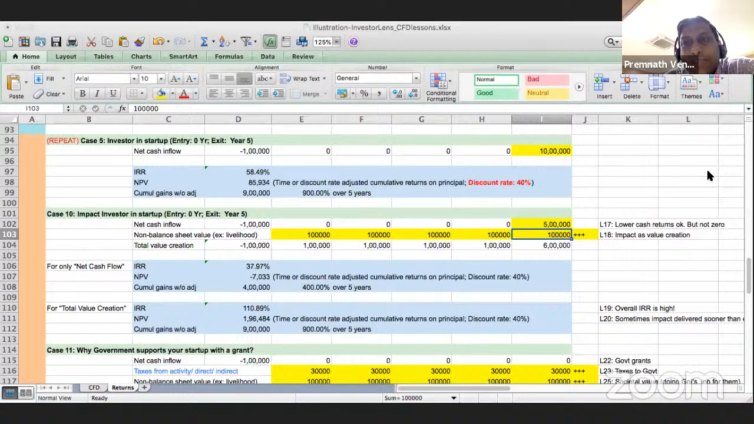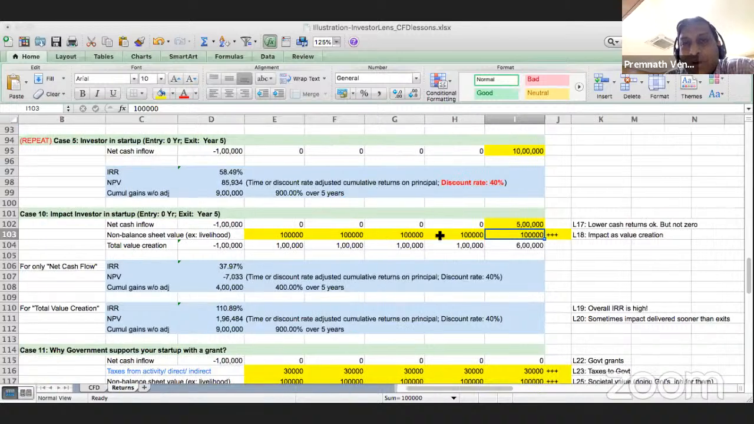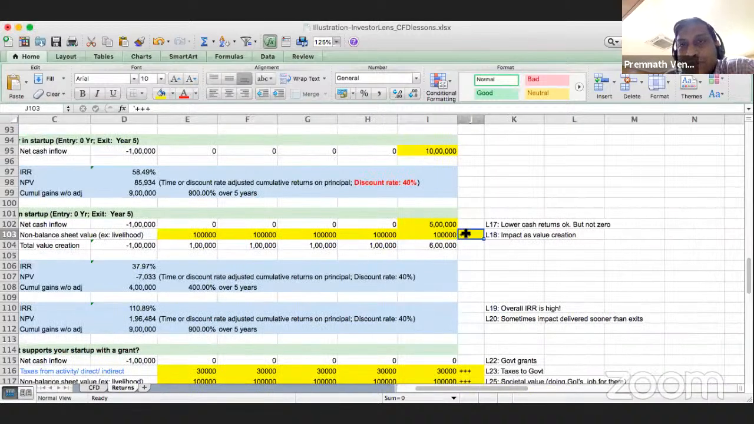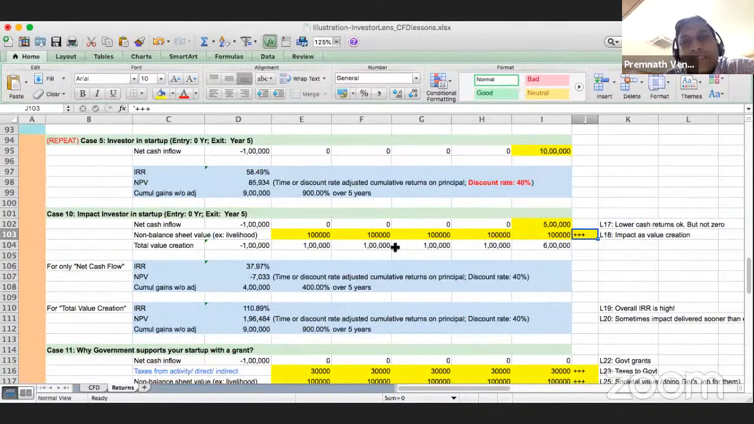Now, besides the fact that they're getting returns in some measure, there's one more interesting thing, which is that this livelihood, although they have exited, continues over years, right? And that is also additional value for them because they have exited the deal, they have done their job, but the good work that they have done continues, and that's additional value that they see created out of their involvement as an impact investor. Okay, any questions at this point?